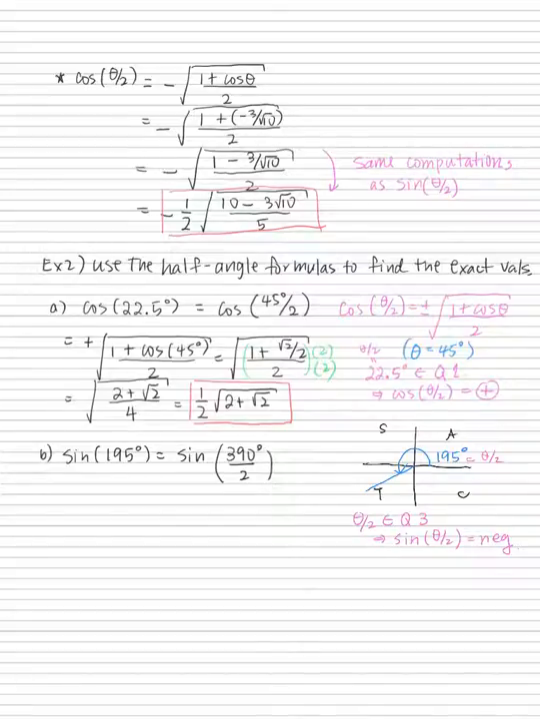Okay, let's do this. So this is going to be the same thing as negative square root of 1 minus cosine of theta all over 2. Now our theta is 390. Okay, so let me just plug that in. So this is the same thing as negative square root of 1 minus cosine of 390, whole thing dividing by 2.